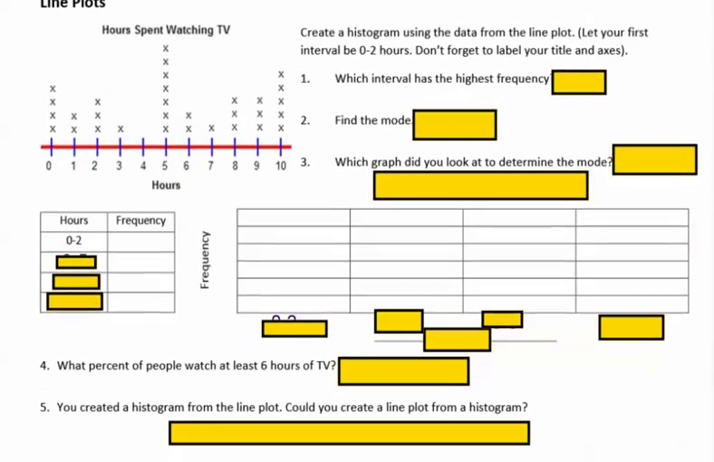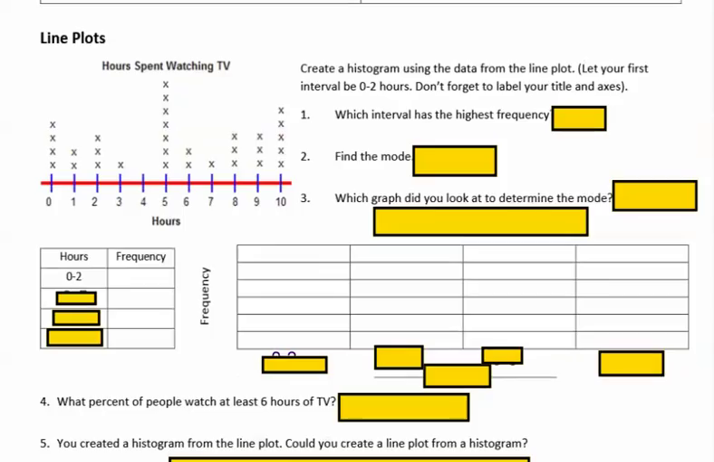Okay. All right, last up, looking at a line plot to go from the line plot to a histogram. First, we're going to go to the frequency table. All right, so they did our first interval is 0 to 2. So be careful, guys. That's 1, 2, 3, size 3. So I have to start at 3 now.